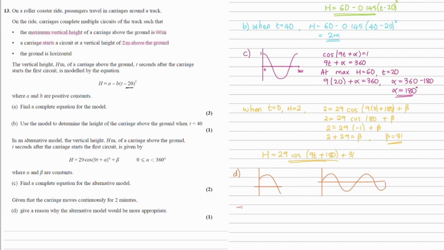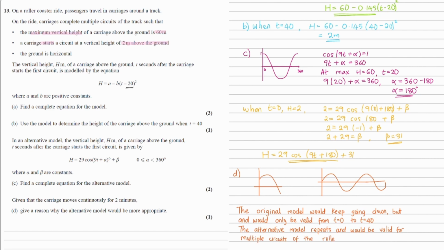So for this question, we can say that the original model would keep going down and would only be valid from t is equal to 0 to t is equal to 40. However, the alternative model repeats itself and would be valid for multiple circuits of the roller coaster. And this agrees with what the question says, because the question said that on the ride, carriages complete multiple circuits of the track.